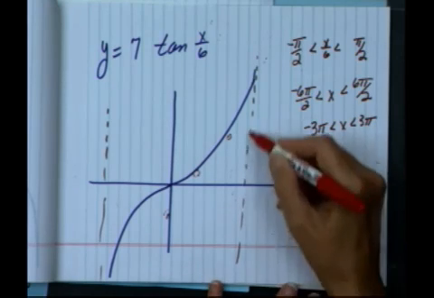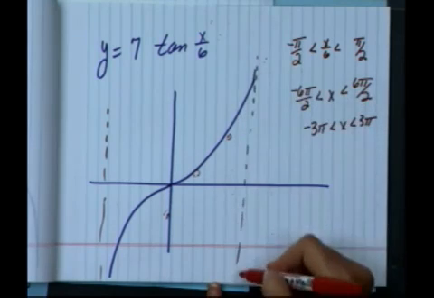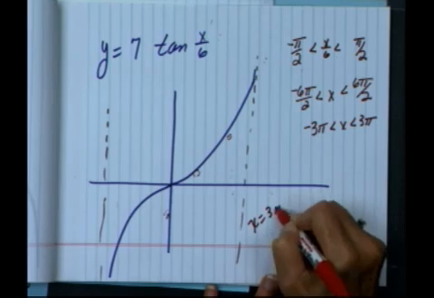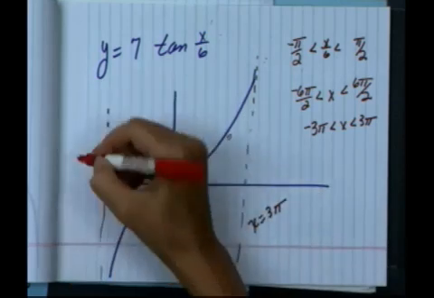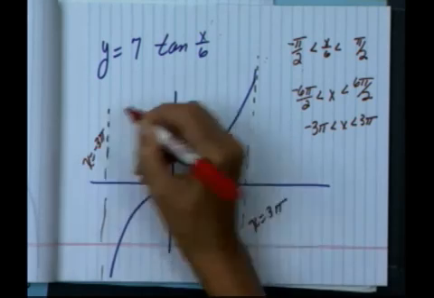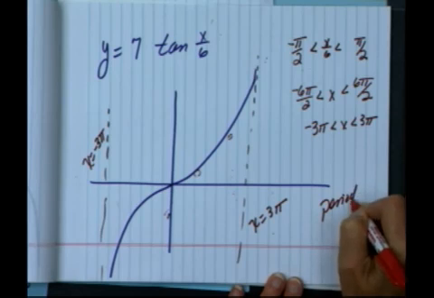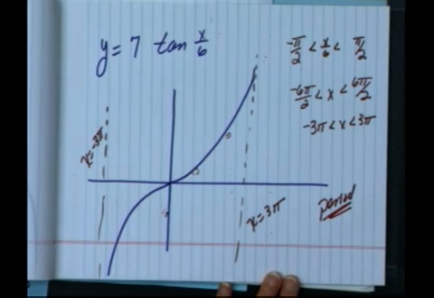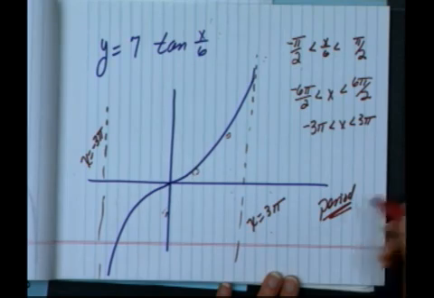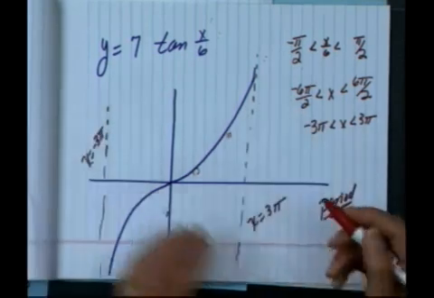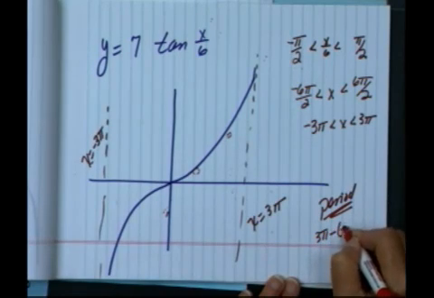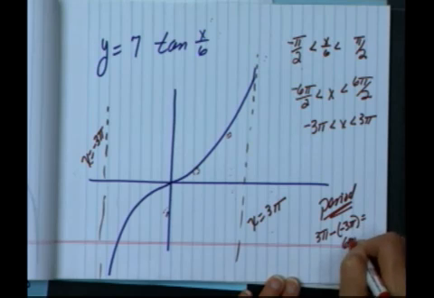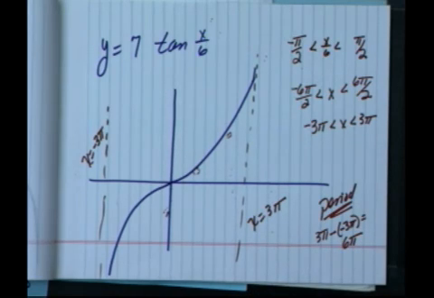So what's my equation for this vertical asymptote here? x equals 3 pi. What's the equation for this vertical asymptote? x equals negative 3 pi. What is the period for this curve? 6 pi. All you have to do is subtract to find distances: 3 pi minus negative 3 pi is 6 pi. Period 6 pi. What are the zeros of this function? 0. The only place it touches is 0.